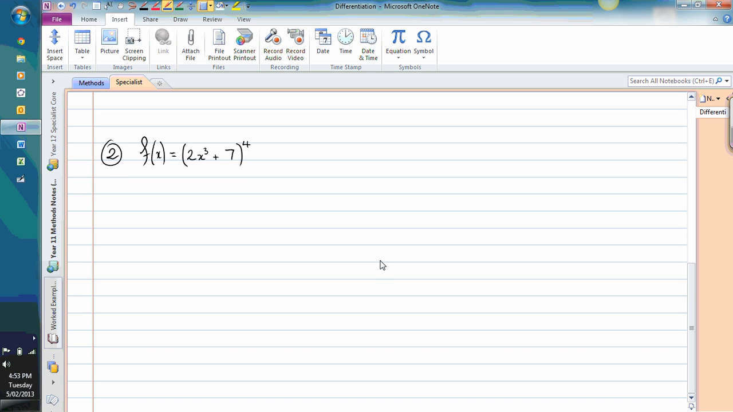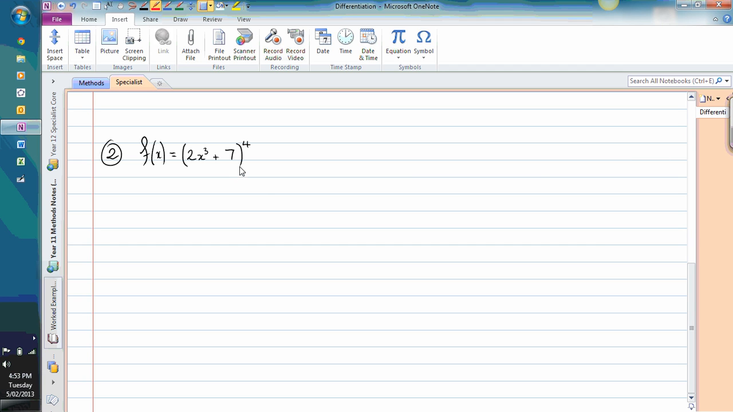The next example that we're going to look at is an example of the use of the chain rule. Here we have the function f of x equal to (2x cubed plus 7) all to the power of 4. And we're going to have a go at differentiating this function. And as I said before, we're going to use the chain rule.